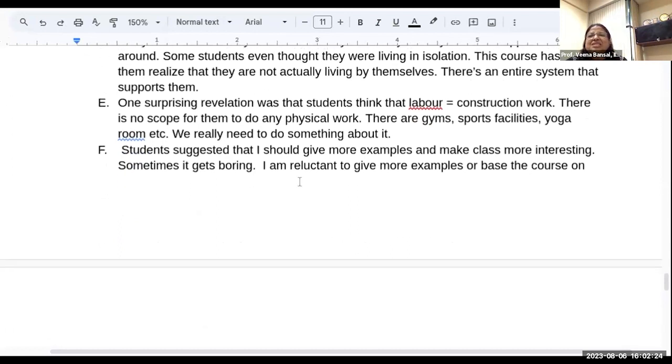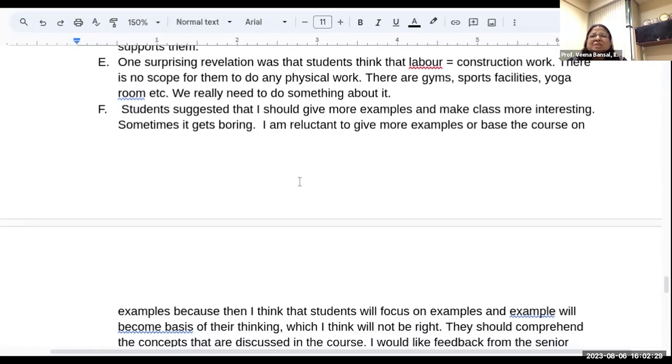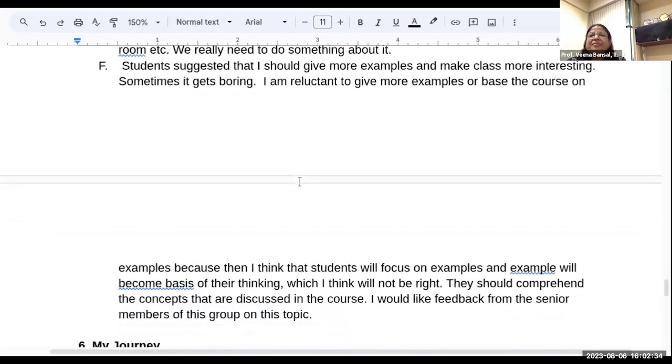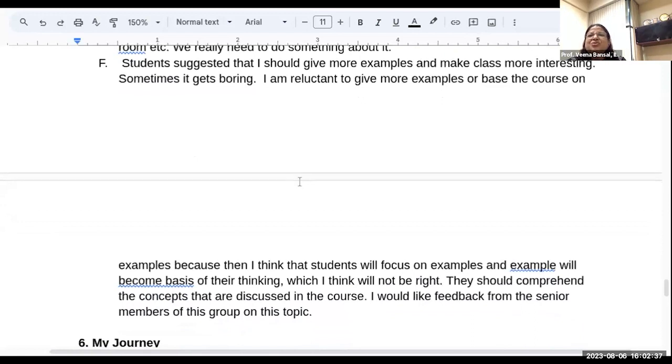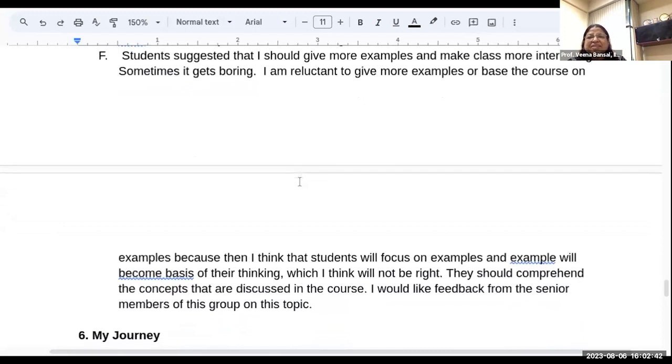Some students suggested that I should give more examples and make classes more interesting. Sometimes it gets boring. I understand that part. But I was reluctant to take up examples because then the actual concept becomes secondary and the example becomes the basis for thinking. I thought that is not what we want. We want students to be thinking about the concept and then expand it according to themselves rather than base it on the example.